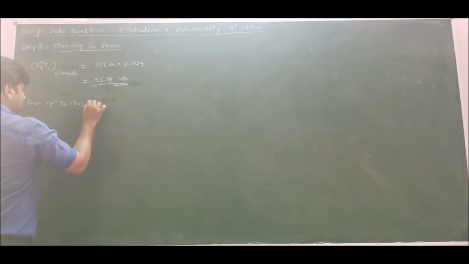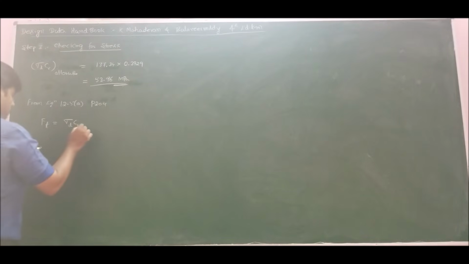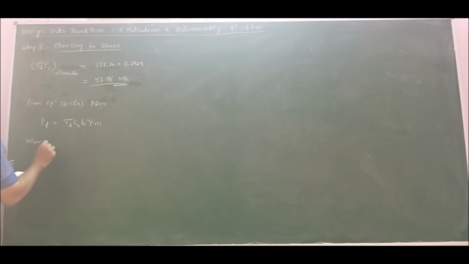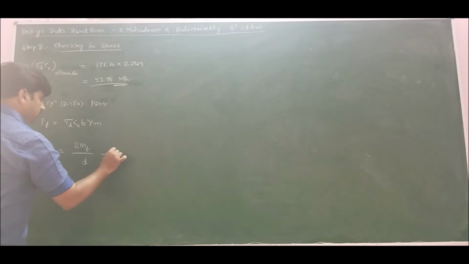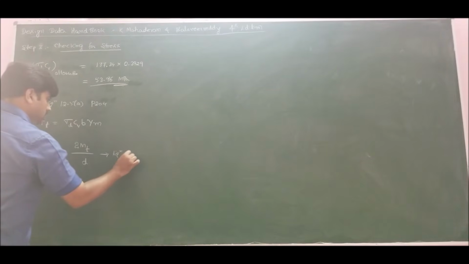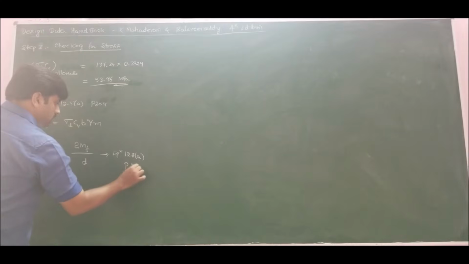Now to find sigma d CV induced, use equation 12.5a, page number 204. Ft is equal to sigma d CV B capital Y M, where Ft is equal to 2 MT by d from equation 12.8a, page number 206.